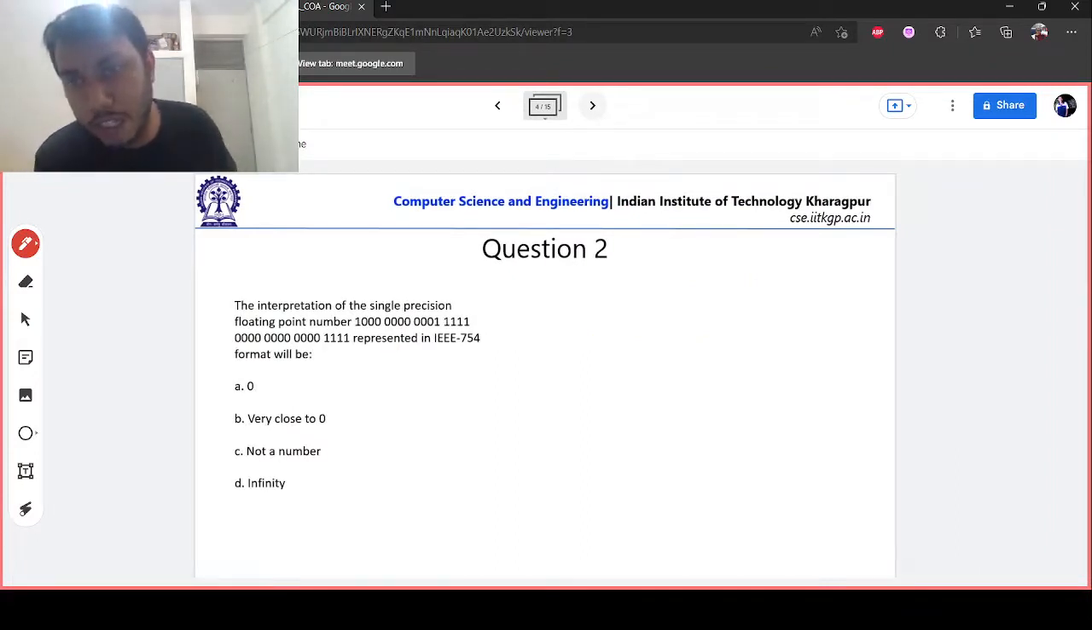The interpretation of a single precision floating point number in IEEE 754 format will be... This is the number. So what does this number represent? Let me divide it into a few parts. This is the first bit, this is the next 8 bits, and the rest 23 bits.